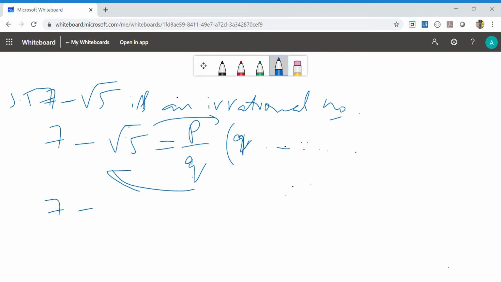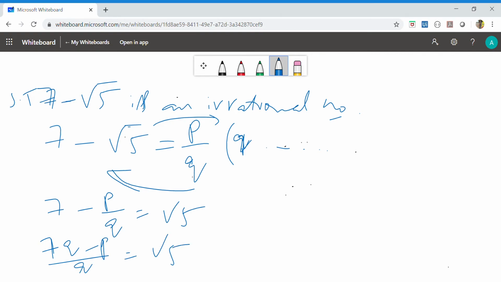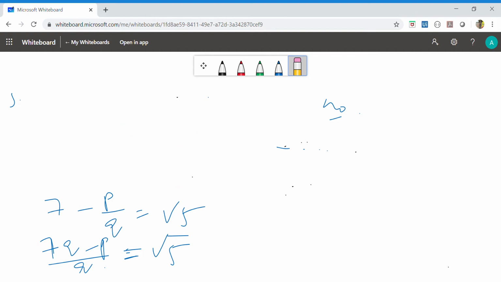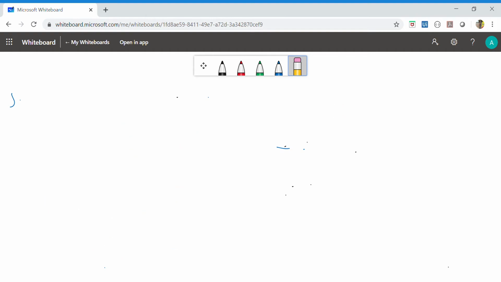Without leaving the negativeness on the left hand side, we are transposing in such a way that 7 minus P by Q is equal to root 5. And again on simplification you will get 7Q minus P by Q is equal to root 5. Again we got that LHS is a rational number and RHS is an irrational number, and rationals and irrationals can never be equal. So our assumption is wrong, and we can say that 7 minus root 5 is an irrational number.